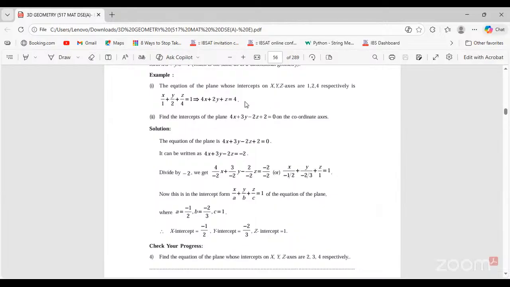Now find the intercepts of the plane. This is the given plane equation. We have to convert this into intercept form. So first you have to write ax plus by plus cz equals d. Then dividing both sides by minus 2, we get x by minus 1 by 2 plus y by minus 2 by 3 plus z by 1 equals 1, which is in the form x by a plus y by b plus z by c equals 1. Here a equals minus 1 by 2, b equals minus 2 by 3, and c equals 1. The x intercept is minus 1 by 2, the y intercept is minus 2 by 3, and the z intercept is 1.